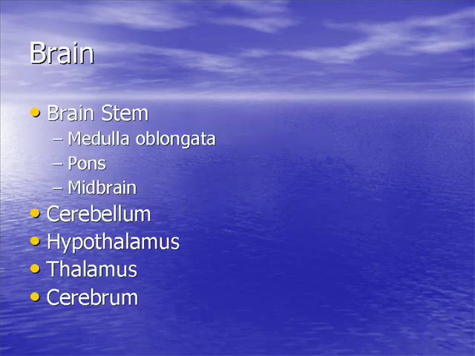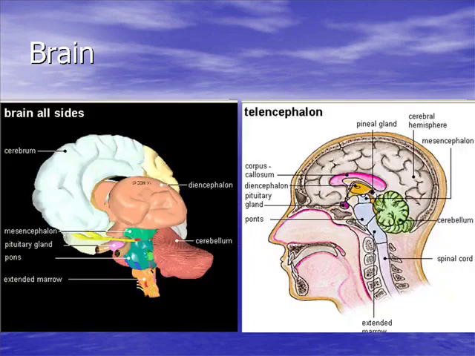Now, your brain is divided into 5 major parts. First part is your brainstem, which has been subdivided into the medulla oblongata, the pons, and the midbrain. You also have the cerebellum, the hypothalamus, the thalamus, and the cerebrum. These pictures here just illustrate the basic structure of the brain overall.